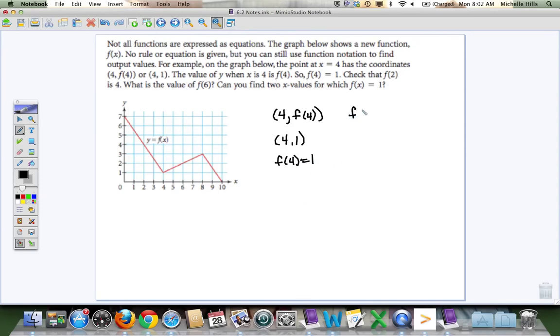F of 2, if they give this to me, well, I go to where x is 2, because that's what this is telling me to do, and I go up and I find that red segment, and I see that that point would be where y is 4, so f of 2 equals 4. F of 6 means, hey, what's the y value when I put 6 in for x? So I go back to my graph, I find x is 6, and I go up to find that my y at that point is 2. So f of 6 equals 2.